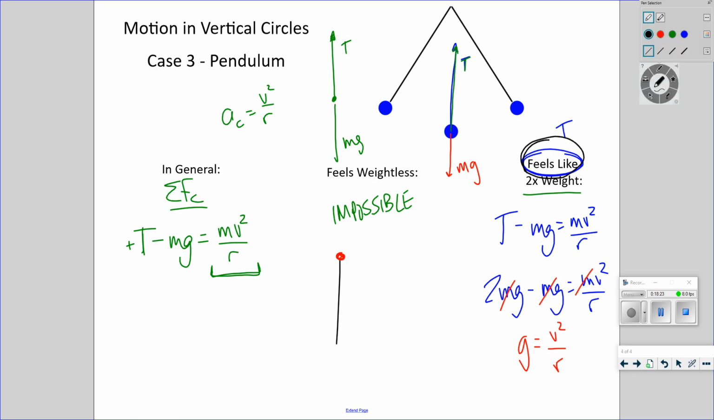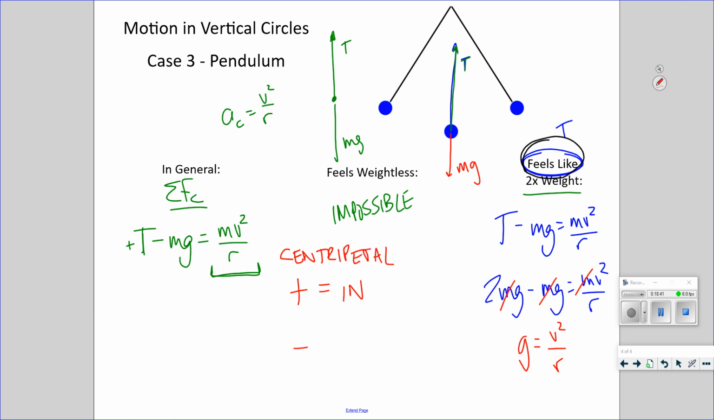Okay? The most important thing here to be able to do after drawing a good free body diagram is just remember that positive is inward, negative for the centripetal direction. Positive is in, negative is out. So when you're writing your net force statements, that is the must.